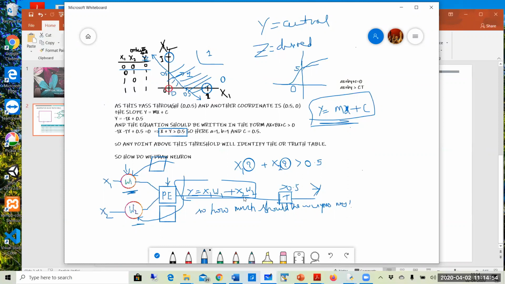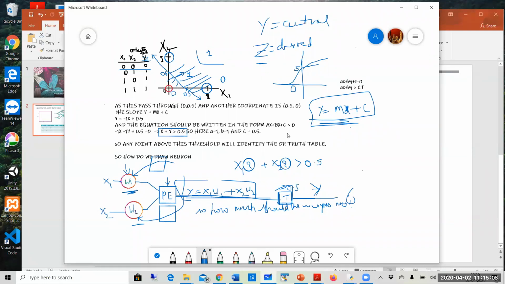For that, I get this y output and this threshold, and I'll get some output, but that might not be the actual desired output. So I have to tweak the weights such that in my next iteration my output gets adjusted and comes closer to my desired output.